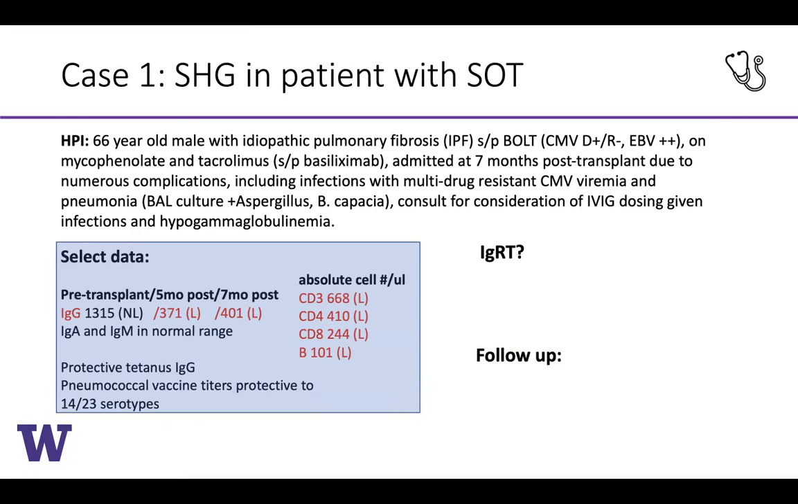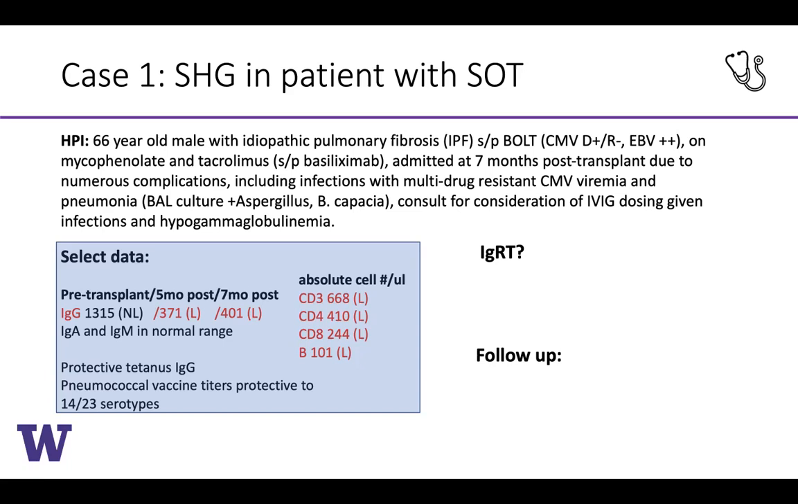So the first case is a secondary hypogammaglobulinemia in a patient with solid organ transplant. This was a 66-year-old gentleman who underwent lung transplant for idiopathic pulmonary fibrosis. He was on immunosuppression with mycophenolate, tacrolimus, basiliximab. He's had many complications, not just infections post-transplant, but at 7 months was admitted, among other things, for treatment of infections with multi-drug resistant CMV viremia, and also pneumonia with several organisms isolated.